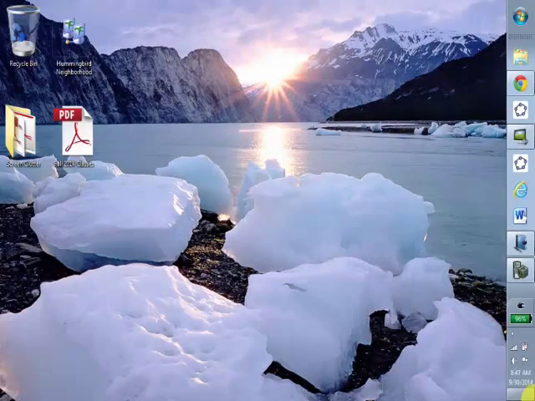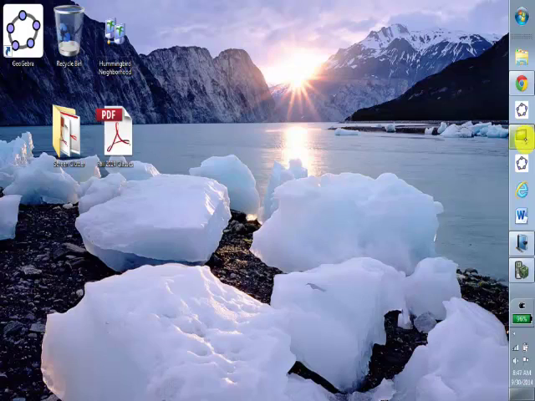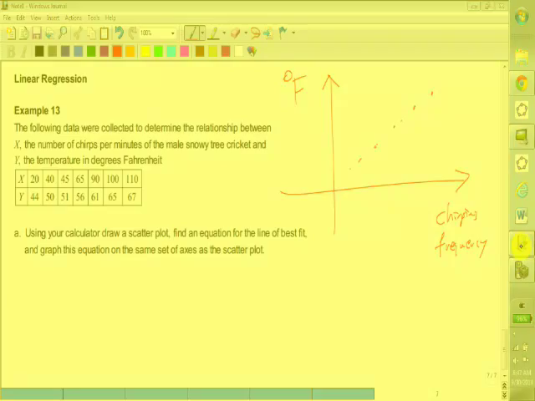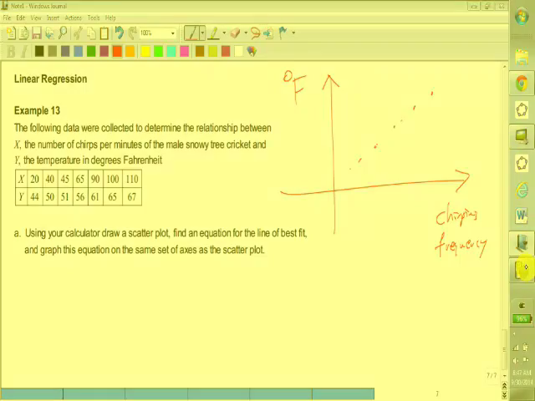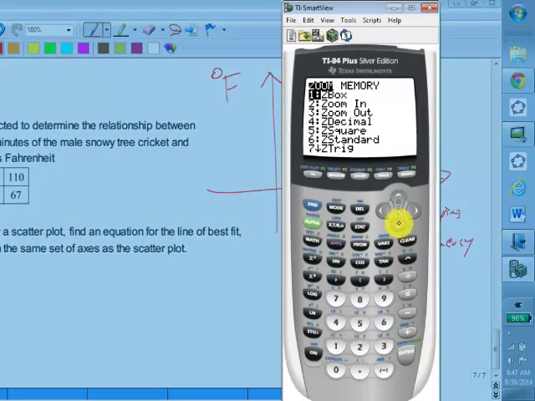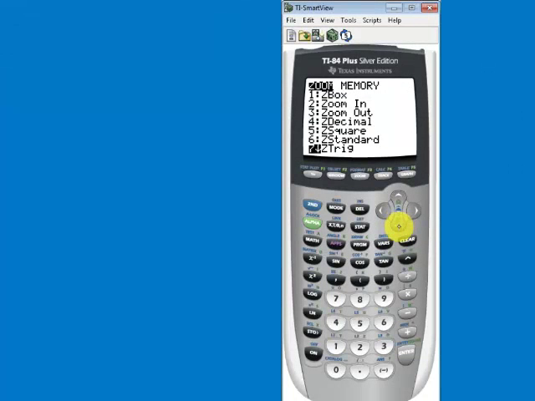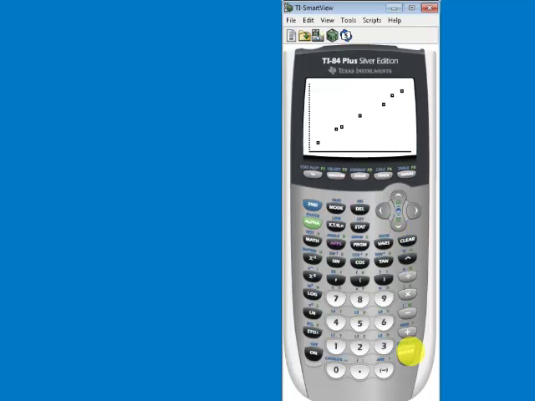Got to move my taskbar, not that. What did I do? If you press zoom 9, if the stat plot is turned on and you've got the data in your L1 and L2 list, it will automatically set your x min and your x max and your y min and your y max to fit all these points comfortably on the screen.